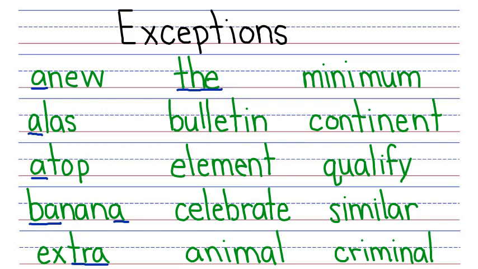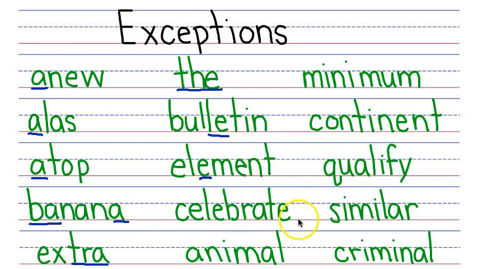In bulletin, we have a three-syllable word. First syllable bull, second syllable le, third syllable tin. The only open syllable there is le because it ends with a single vowel letter. In element, we have another three-syllable word. First syllable el, second syllable e, that's our open syllable, third syllable ment.